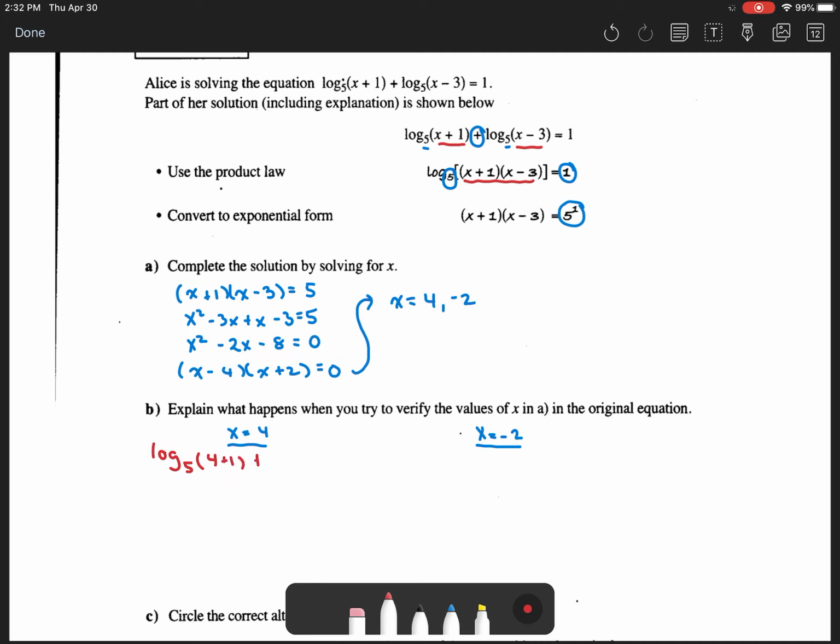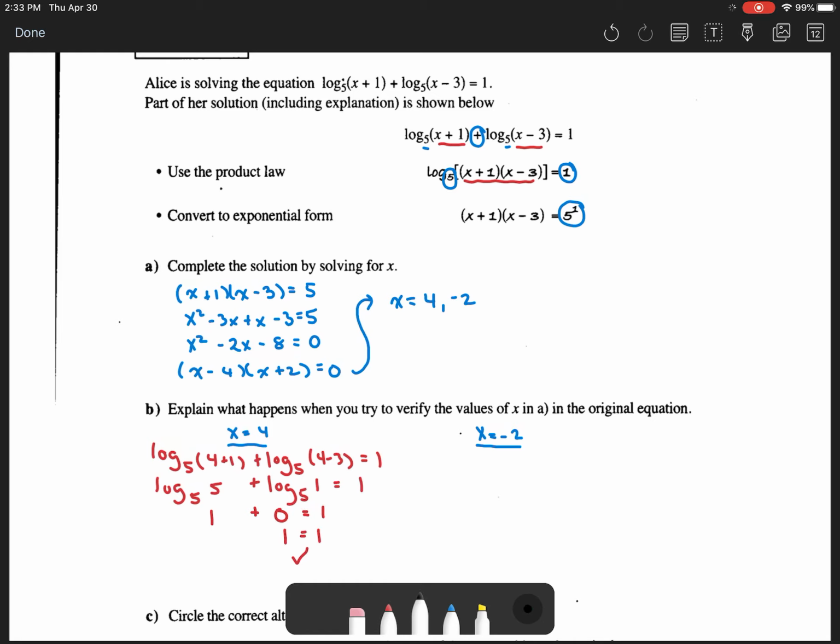Okay, that goes into the argument, plus log base 5 of 4 minus 3. That should equal 1. So this will become log base 5 of 5 plus log base 5 of 1. We know log base 5 of 5 has a value of 1, and log base 5 of 1 has a value of 0. So I have 1 on the left-hand side, 1 on the right-hand side, and that works. So x equaling 4 is a valid solution.